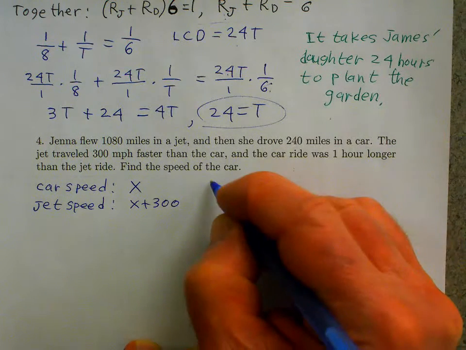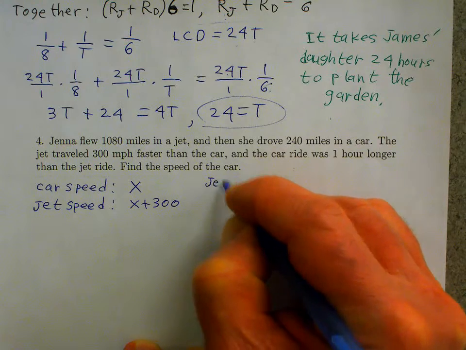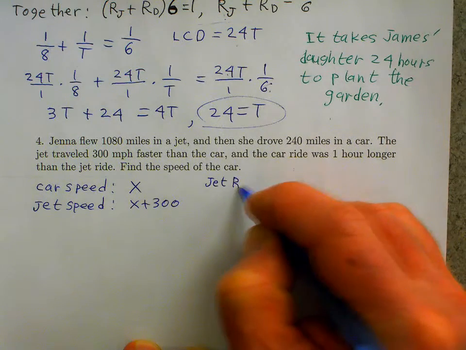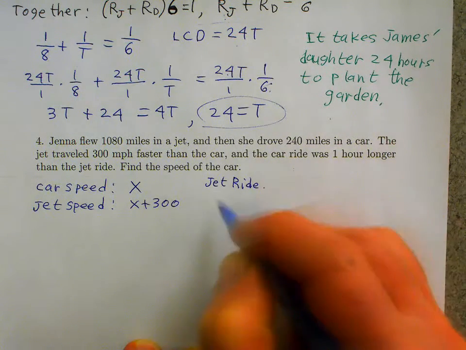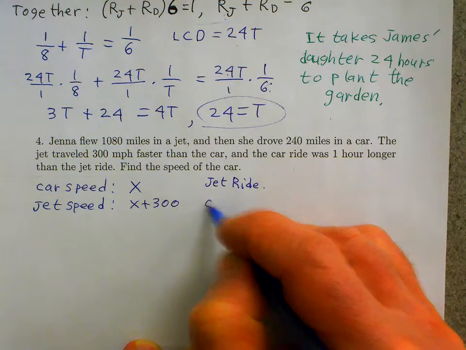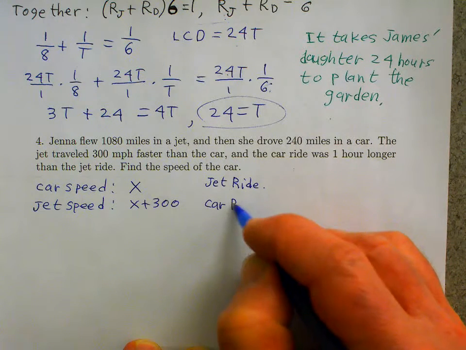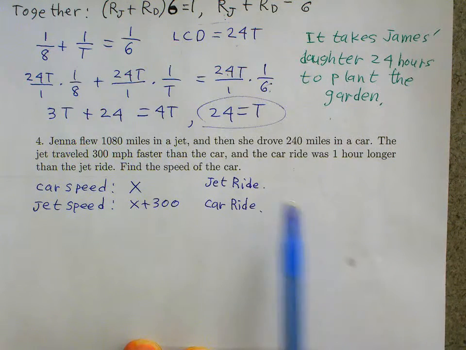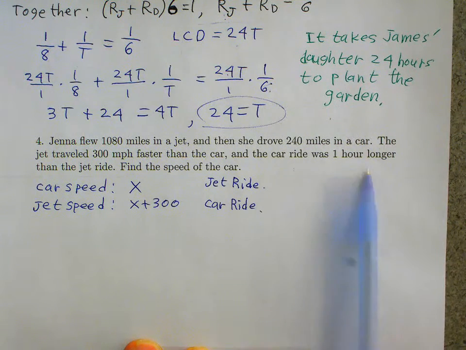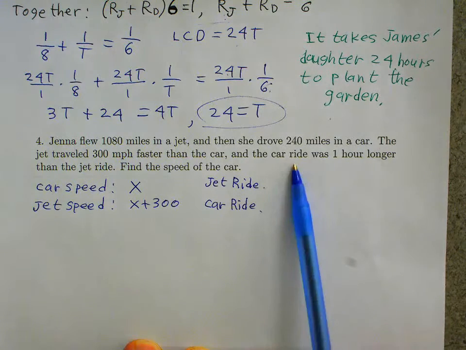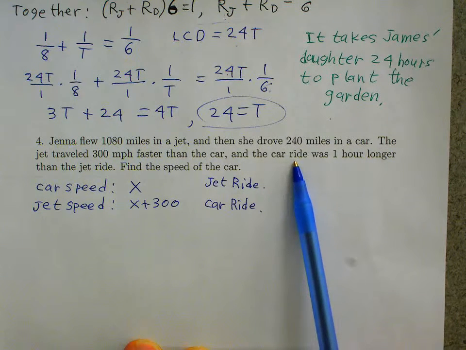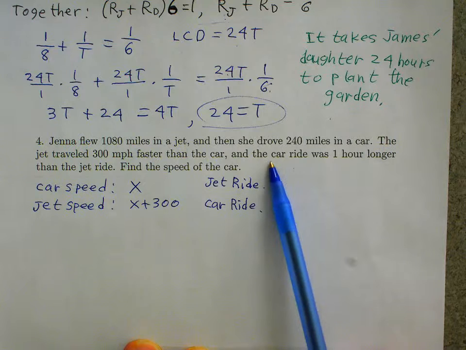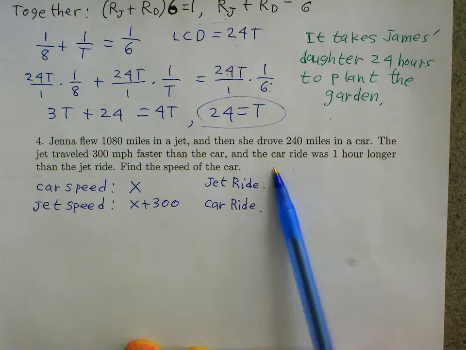So let's write an equation for the jet ride, and then another equation for the car ride. And then we'll use the information about how much longer the car ride was than the jet ride.